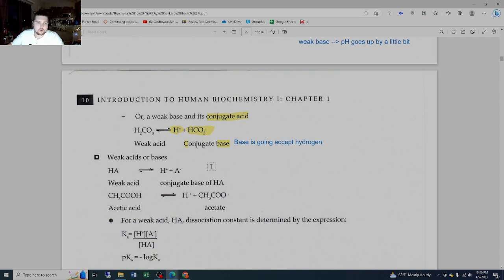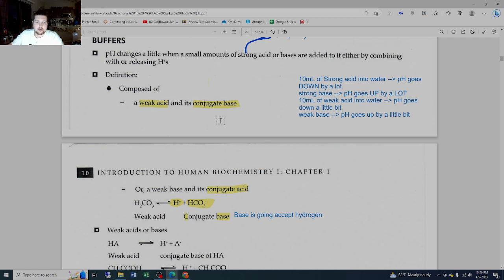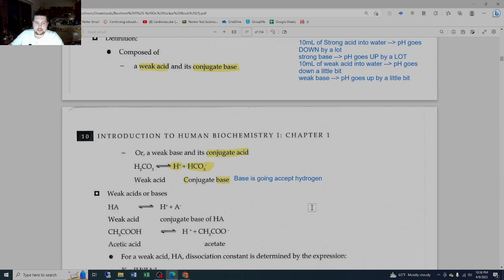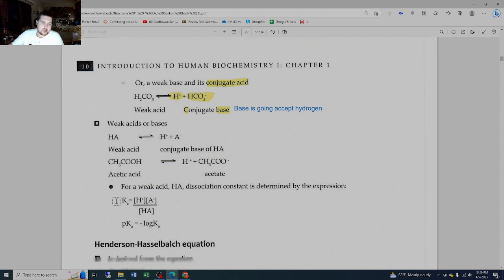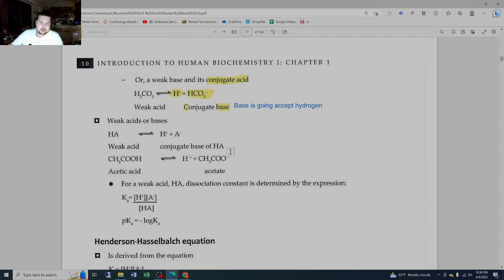Same thing with the weak base and its conjugate. As we put the base in, it's going to give off the OH, and then it's going to be left with a conjugate acid. So we have a weak acid, and you have the conjugate base of that with the hydrogen removed. For example, acetic acid, and then acetate is its conjugate base.